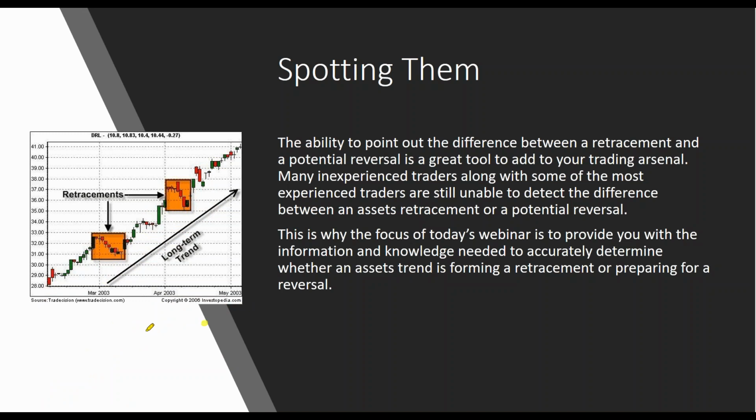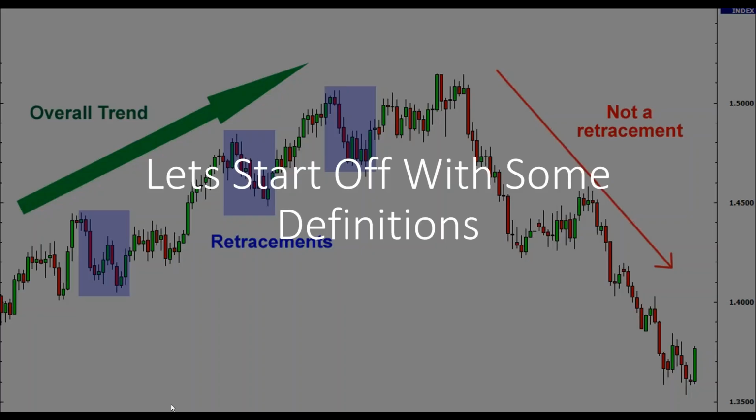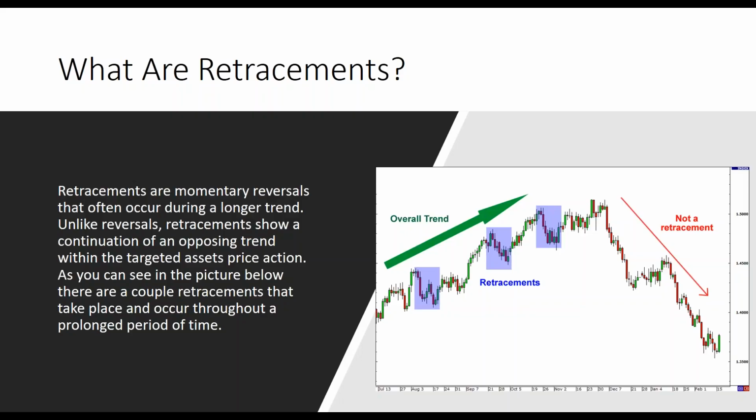Okay. So first, we need to define what a retracement is. Let's start off with some definitions. Retracements are momentary reversals that often occur during longer trends. Unlike reversals, though, retracements show a continuation of an opposing trend within a targeted asset's price action. As you can see in the picture on the right, there are a couple of retracements that take place and occur throughout a prolonged period of trade.